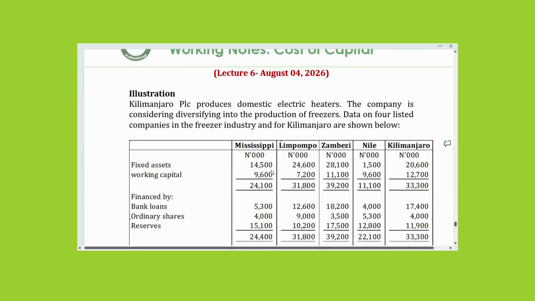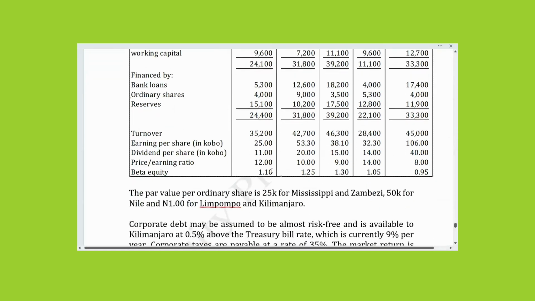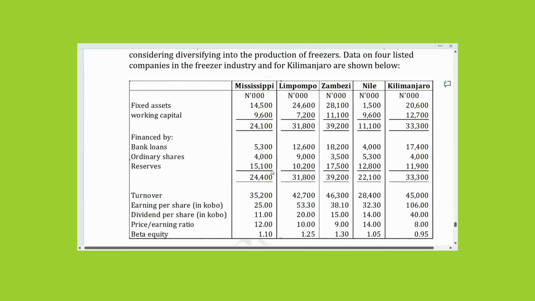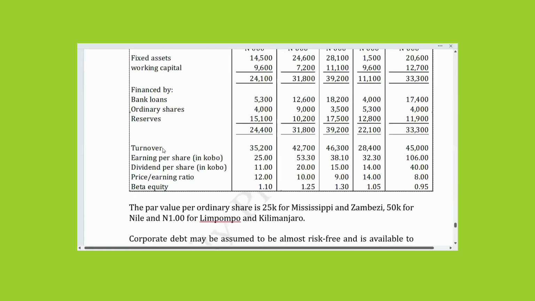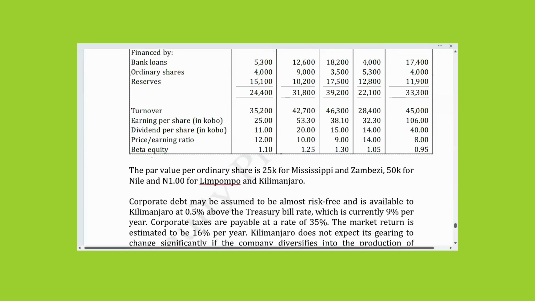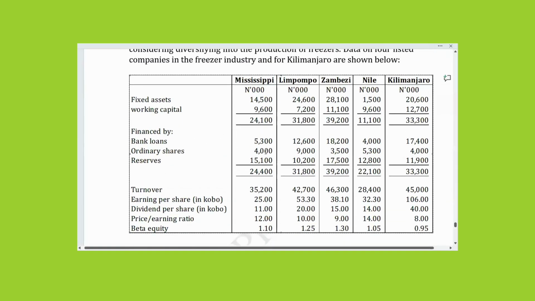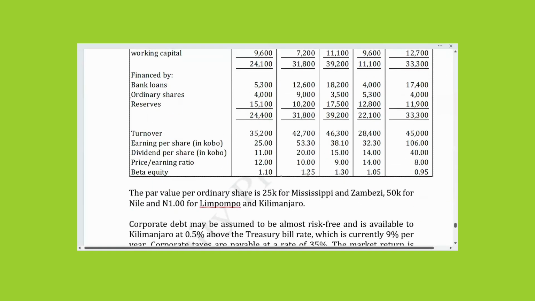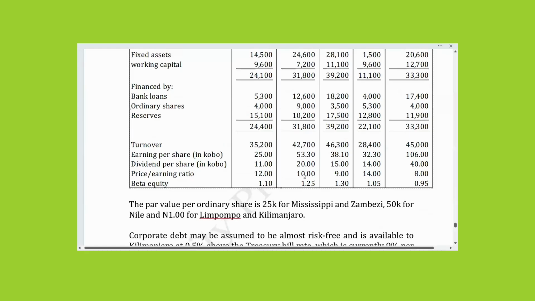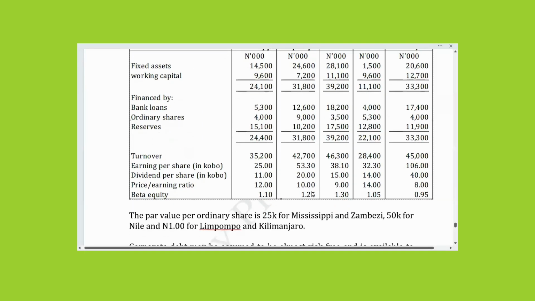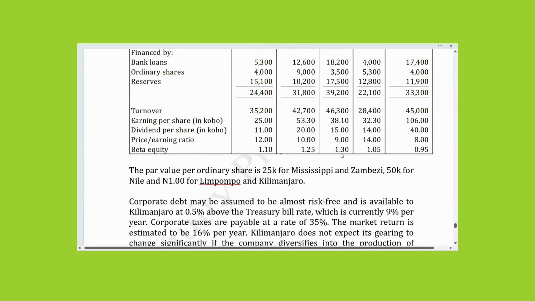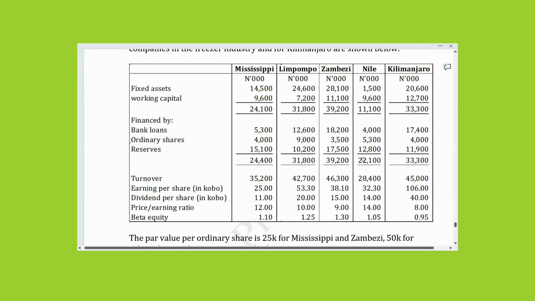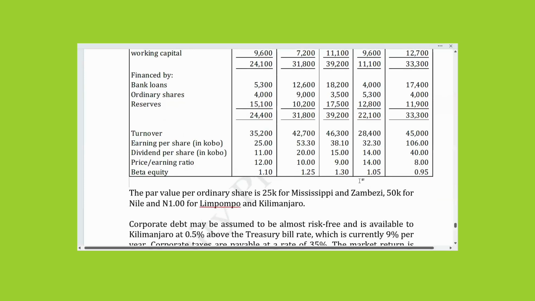Therefore, let's begin step by step. So the first step is to identify the proxy beta. When you look at the table given to you, the last line item you have there is beta equity. So beta equity of Mississippi is 1.10. Beta equity of Limpopo is 1.25. Beta equity of Zambezi is 1.3. And then beta equity of Nile is 1.05.